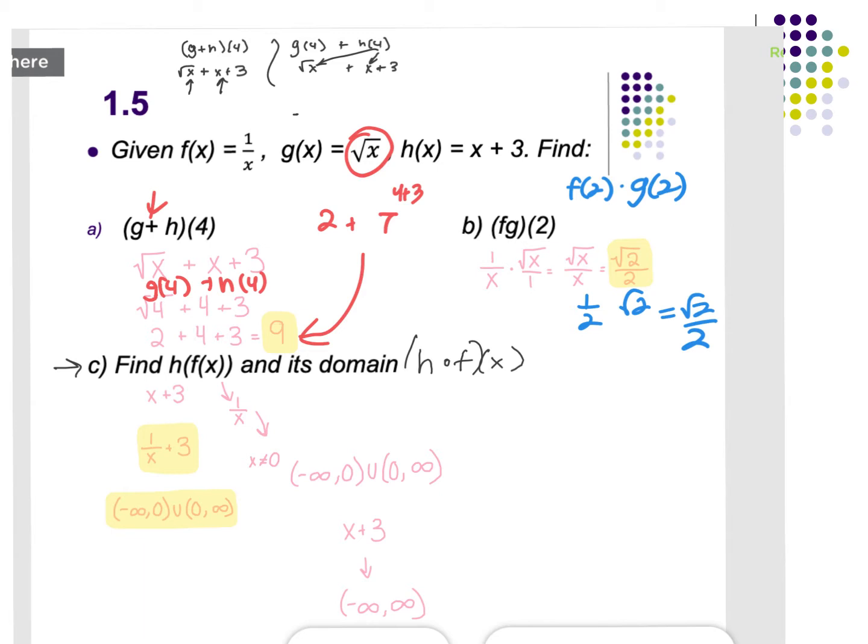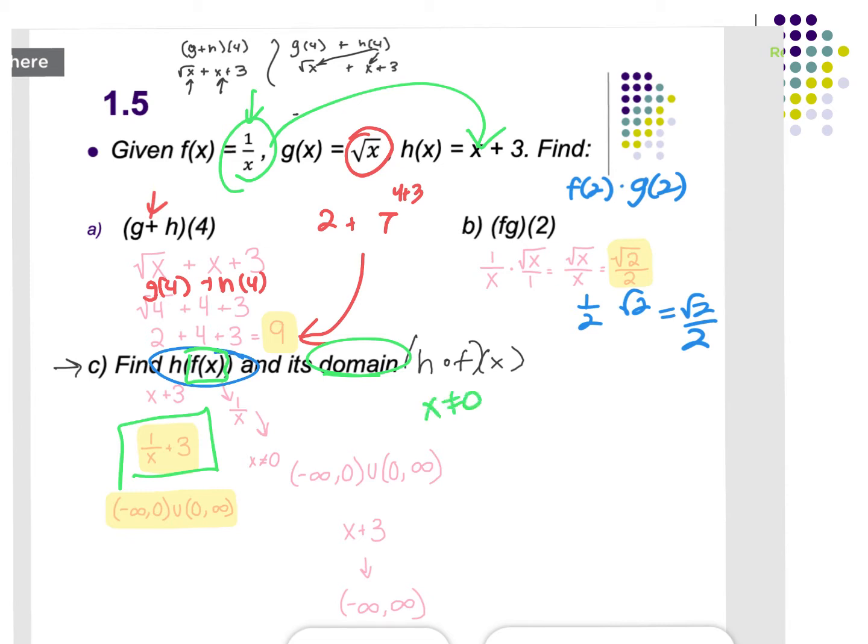For C, now we're doing the combined function with the equations. So we're taking the f of x and we're plugging it into the h of x. And that would result in 1 over x plus 3. Then because it said domain, we want to look at the original one we plugged in. So we want to look at the f of x here and see if there's a domain restriction. And there is. X can't be 0, okay? So from there, x cannot be 0.